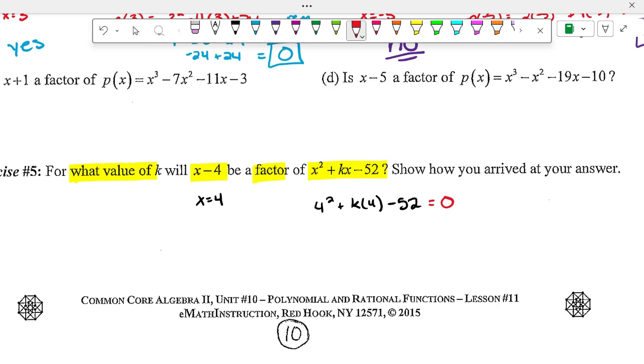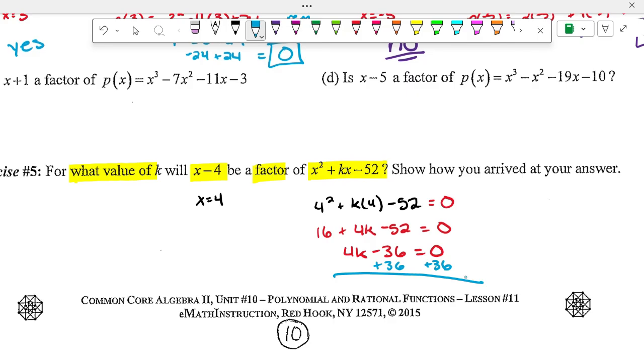So what's 4 squared? 16 plus. I want to rewrite k times 4 as 4k. And then minus 52 is equal to 0. 16 minus 52 is negative 36. This would be 4k minus 36 is equal to 0. How do I solve for k? What's my next step? Plus 36. So I get 4k is equal to 36.